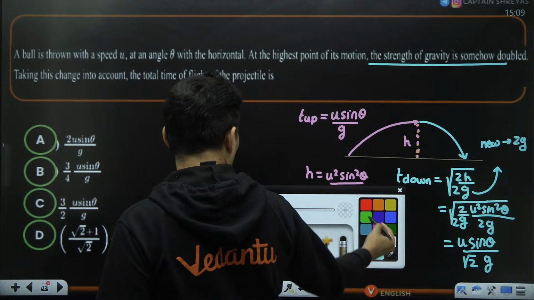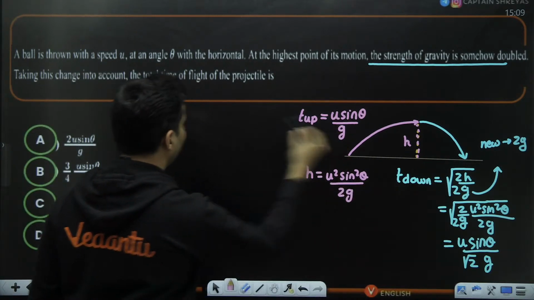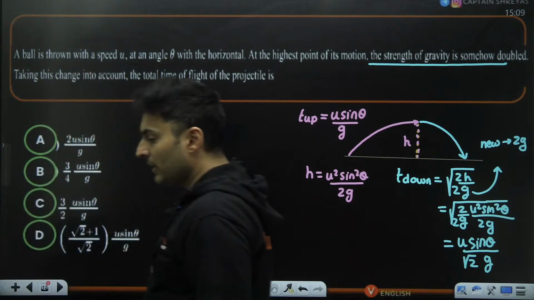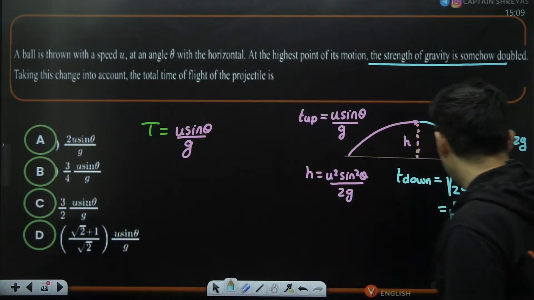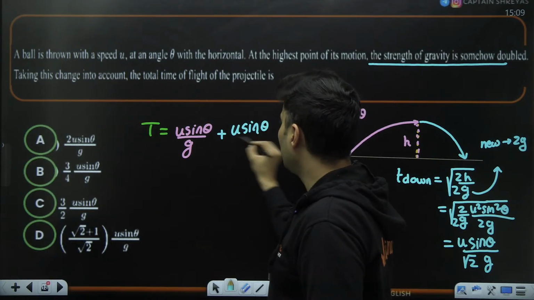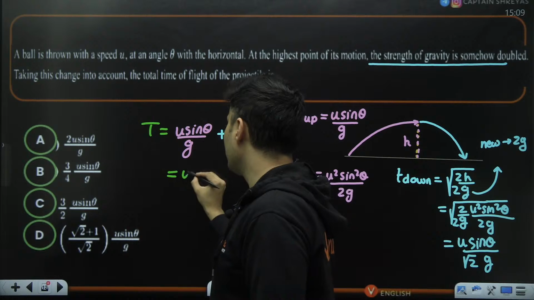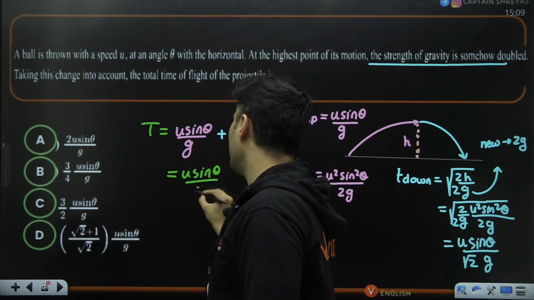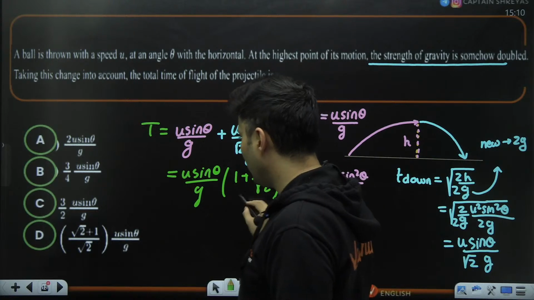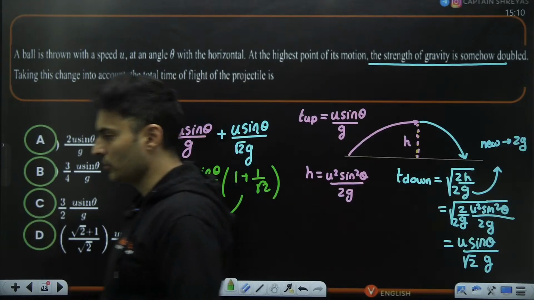So therefore, what will be the total time of flight? First time of flight will be u sine theta divided by g. Everybody with me? Correct? And the next time of flight will be u sine theta by root 2 times of g. So when you add them, you will see u sine theta by g is common. 1 plus 1 by root 2 is there. So root 2 plus 1 by root 2. So I think it is a D option. Just check it out. Yes, it is a D option.